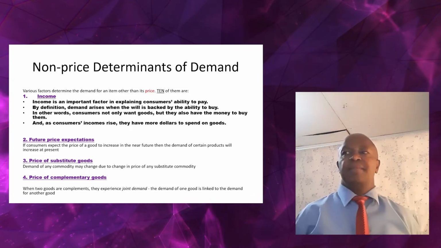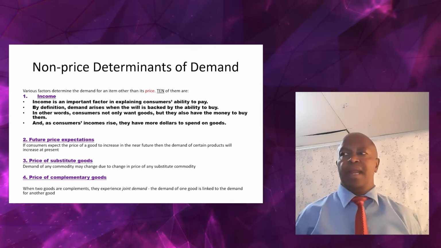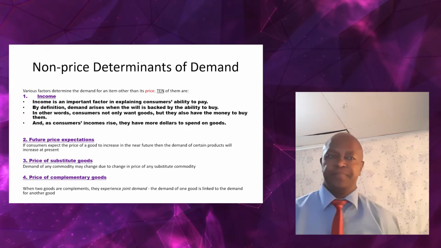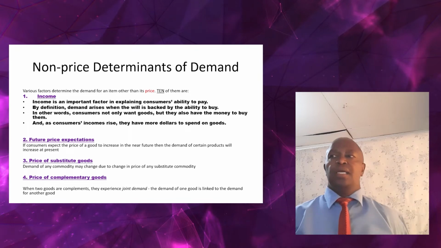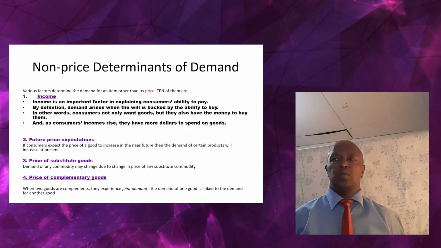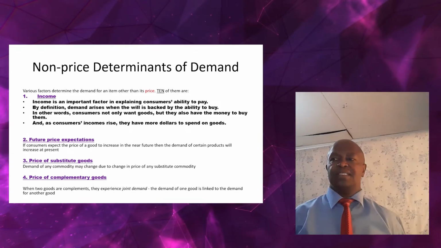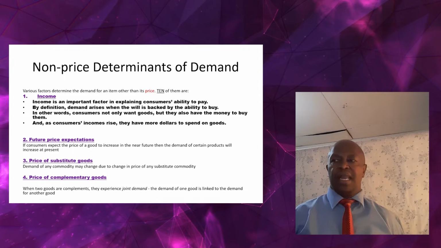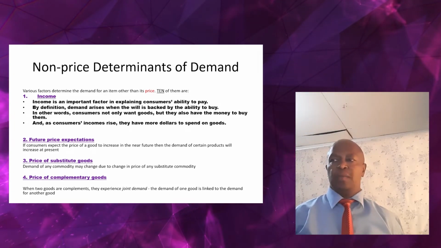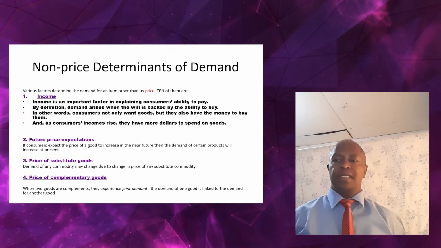The non-price determinants of demand include the following. Number 1, income. Number 2, future price expectation. Number 3, price of substitute goods. Number 4, price of complementary goods. Number 5, changes in taste and preferences. Number 6, changes in number of consumers. Number 7, change in wealth distribution. Number 8, economic conditions. Number 9, advertising. Number 10, availability of credit.